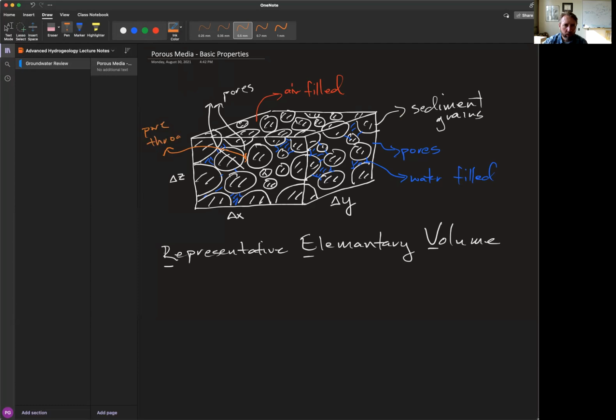And you can think about these kind of like rooms, and then the straws that connect these two rooms, or halls that connect the rooms. So a pore is a room, and a pore throat is a connection between these two.